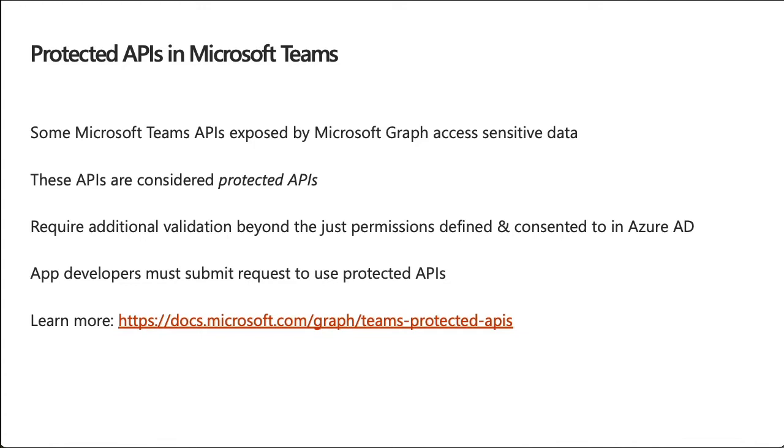You can learn more about protected APIs, including the APIs which are included in this list, and the review process if you go review the Microsoft Graph documentation. There's an article that I've linked on the slide called Protected APIs in Microsoft Teams. You need to make sure you review that to make sure this is going to work for you.